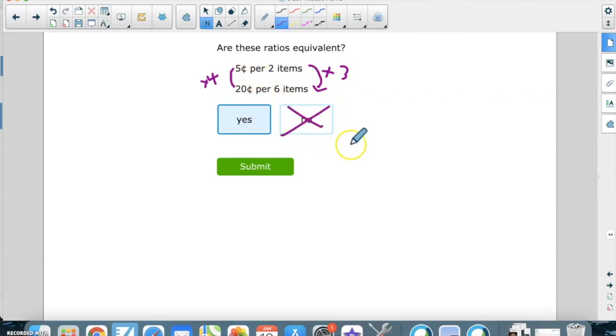Okay. Could you have done the butterfly method? Yes. You could have done 20 times 2 is 40. 5 times 6 is 30. They're not equal. So no again. Of course, I would have written them on the side here, right? I just don't want to make the video any longer than I have to.